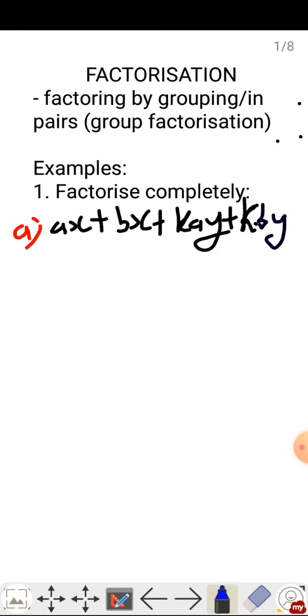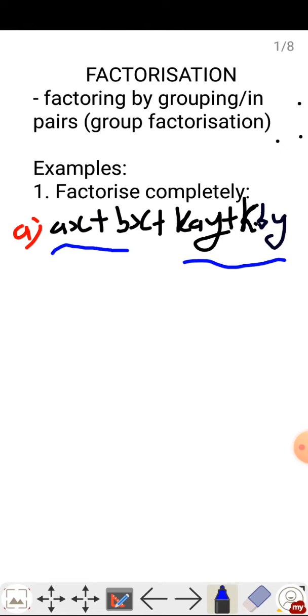So today we'll look at factoring by grouping. So let's start by looking at the following example. ax plus bx plus ky plus kby. Okay, so this is group factorization. So this is what you do. You divide your expression in two pairs, right? So the first one and the second one. Okay, then you factorize the pairs individually.